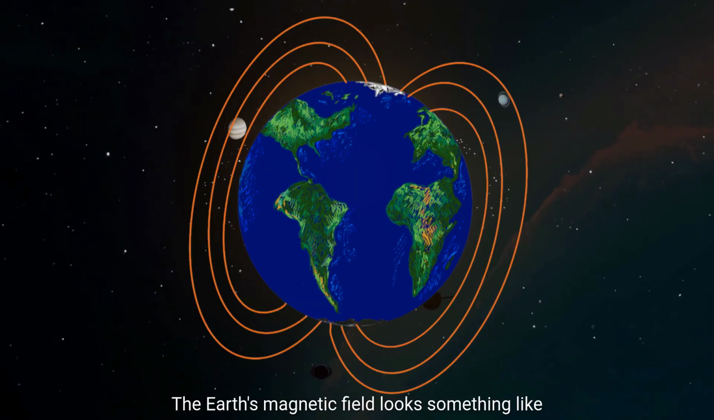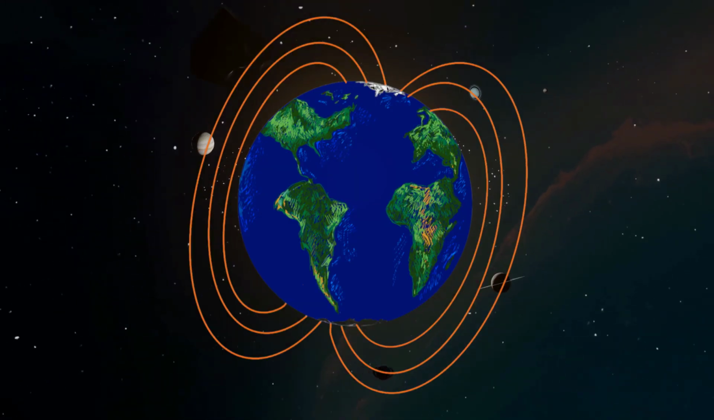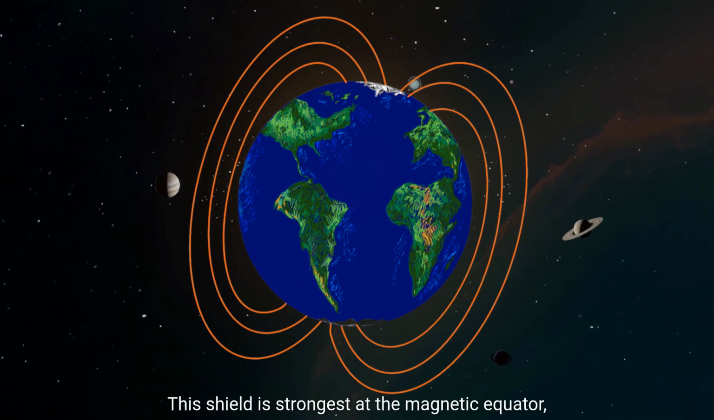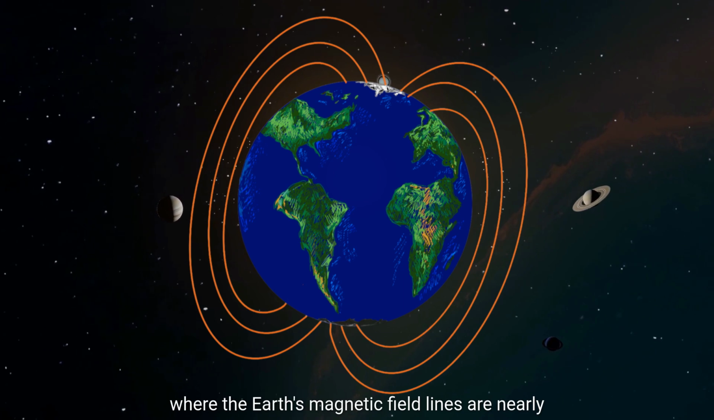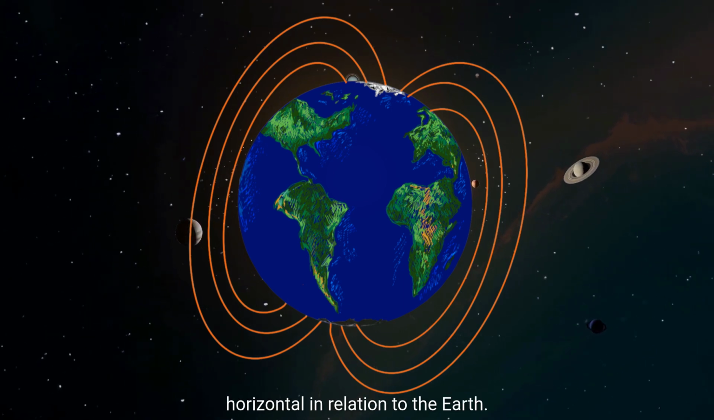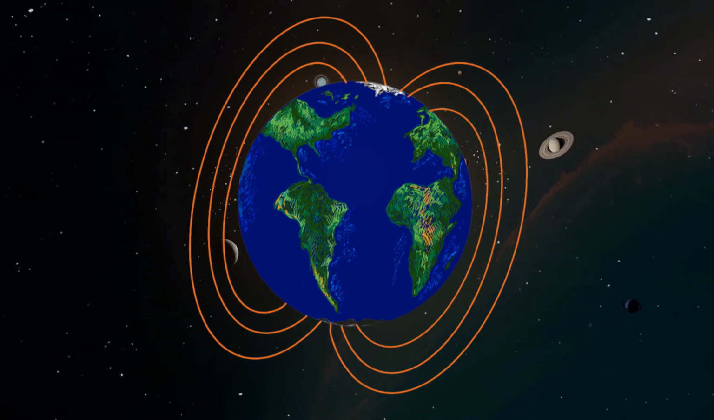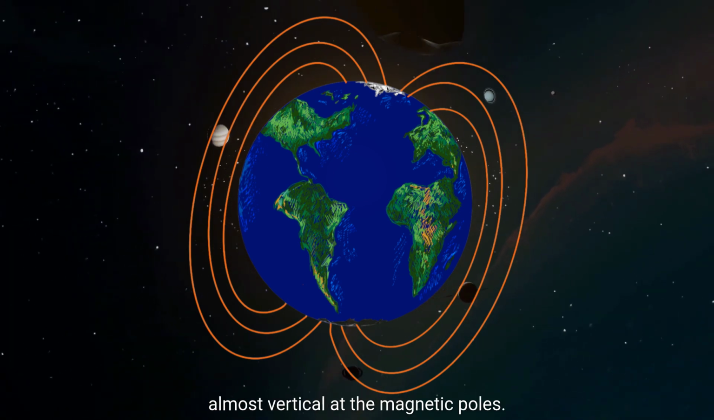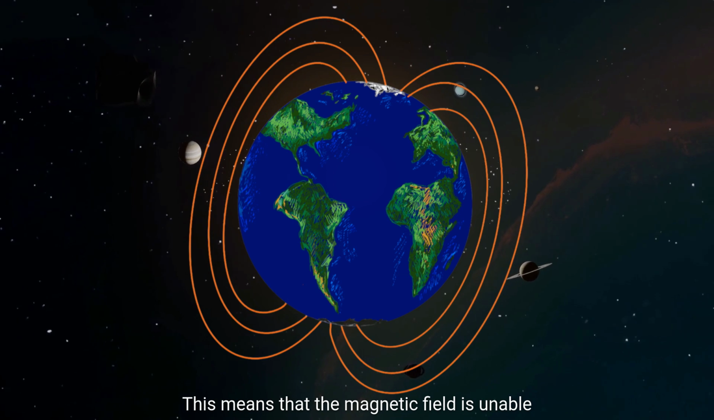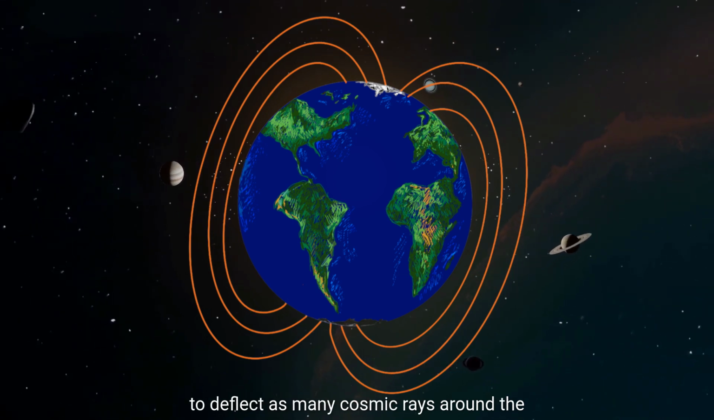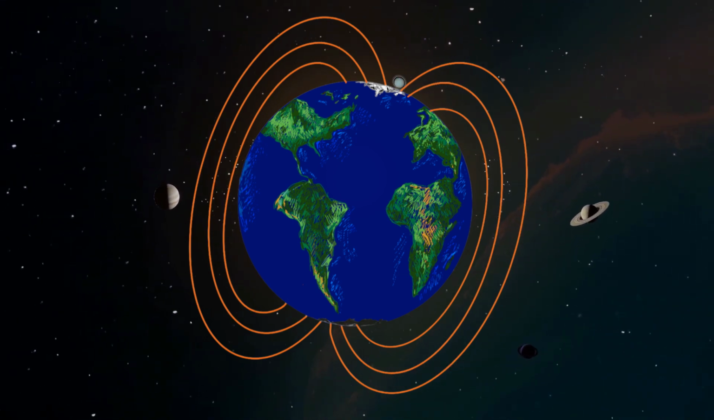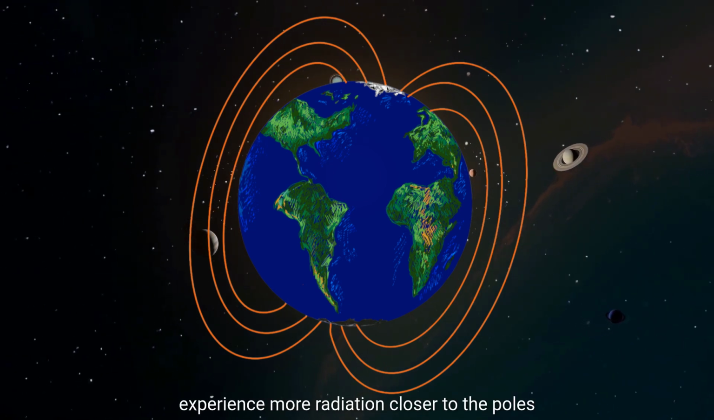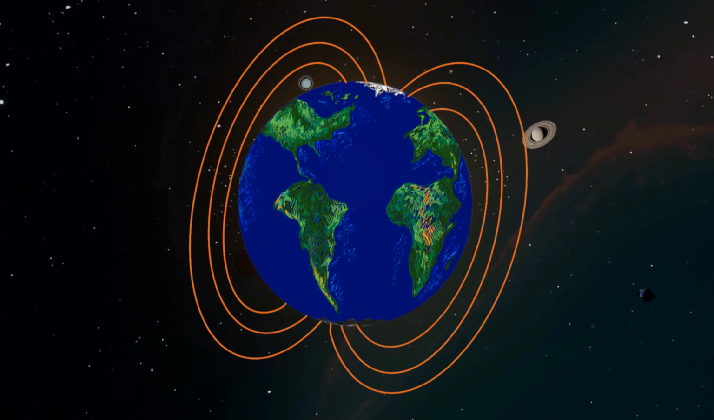The Earth's magnetic field looks something like this. It acts as a shield from cosmic radiation. This shield is strongest at the magnetic equator, where the Earth's magnetic field lines are nearly horizontal in relation to the Earth. In contrast, the magnetic field lines are almost vertical at the magnetic poles. This means that the magnetic field is unable to deflect as many cosmic rays around the poles. As a result of this, a flight will experience more radiation closer to the poles and less around the equator.